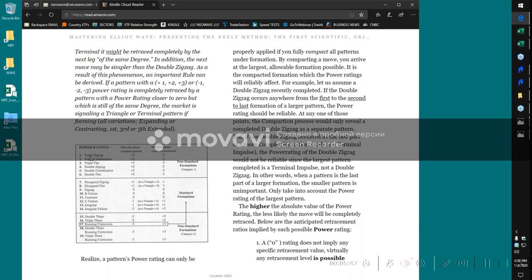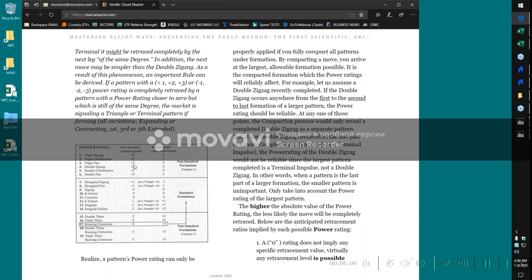But just in general, let's just say you see a triple zigzag. You don't want that pattern to be retraced more than about 61%, and maybe even less than that. But it would be somewhere in that territory, because a triple zigzag is a correction. When it's completed, the whole thing compacts to a single correction. When it's over, it shouldn't be retraced more than about 61%.